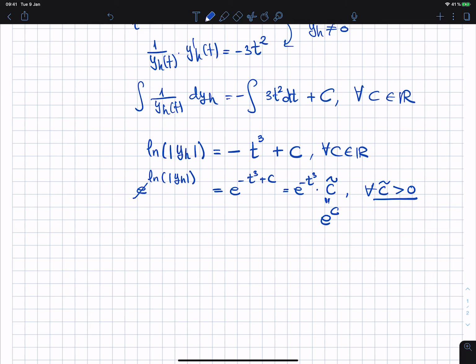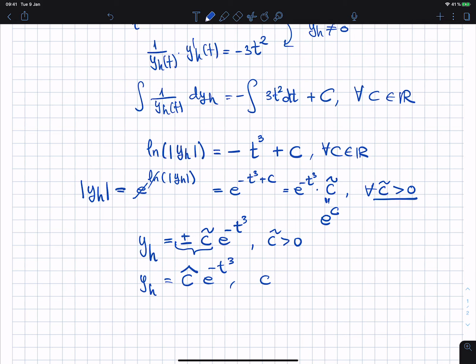Now, the exponential and natural logarithm are inverse functions, so what I get here is the absolute value of yh. Now, if I study cases of the different signs, I will find out at the end yh is equal to plus minus c hat times the exponential of minus t to the power 3. And at the end, we normally reduce this: if this is plus minus something that is always positive, let's say that this is another c value that is any real number you want, but not 0. That's it, okay?